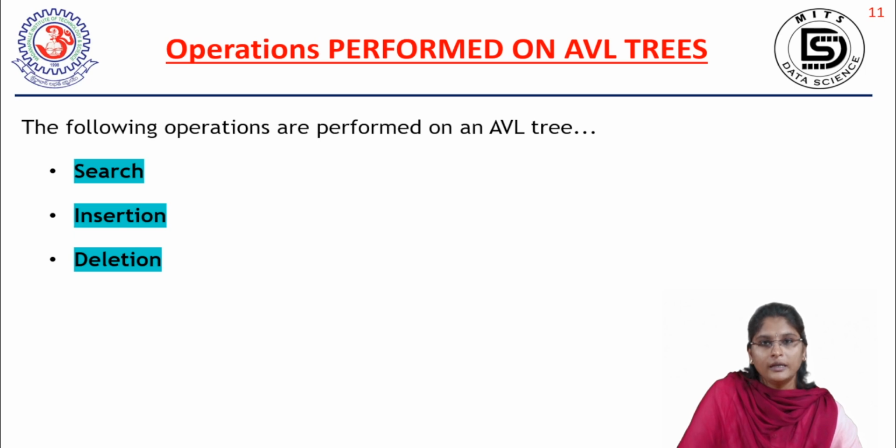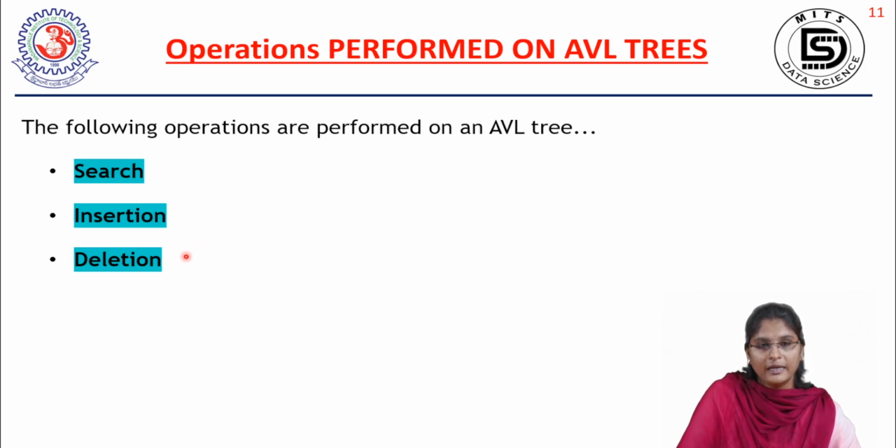Next, in AVL trees, there are some operations like searching, inserting, and deletion. Searching is like whenever we want to search an element, we check whether this element is found or not. Likewise, we can search the structure. And coming to insertion, we can insert the element, and every time we insert, we need to check the balance factor of every node.